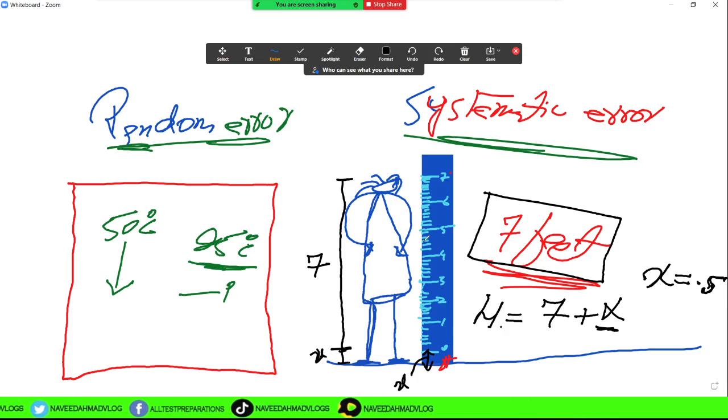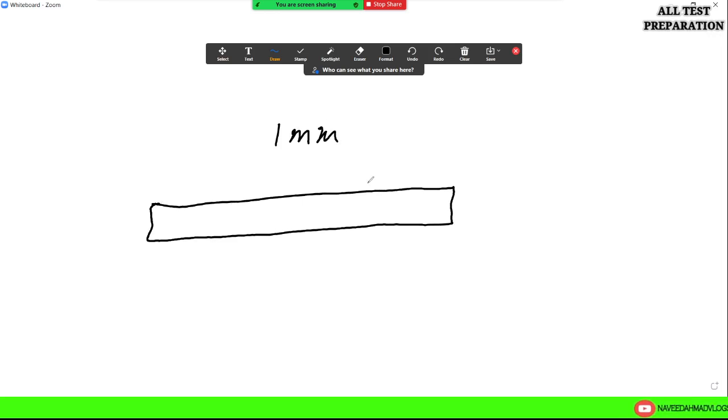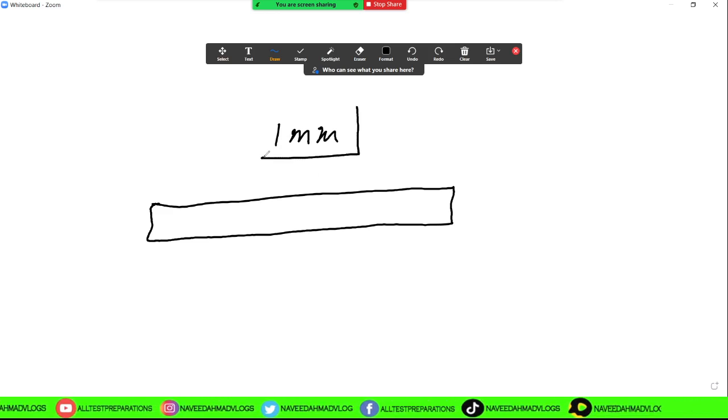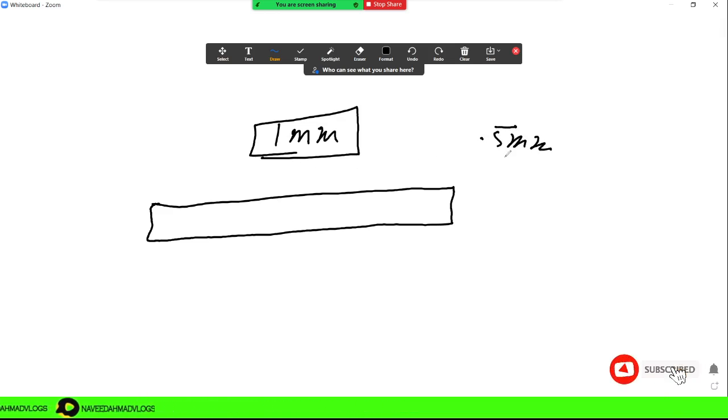For a huge measurement, if you want to measure something up to 1 millimeter, you will use a ruler. In a ruler we measure up to 1 millimeter. If you want to measure 2 centimeters or 3 centimeters, or 3 millimeters, you will use a ruler. By using a ruler we can measure length up to 1 millimeter. If you want to measure 0.5 mm, then you cannot use this ruler, so for this you will use the Vernier caliper.